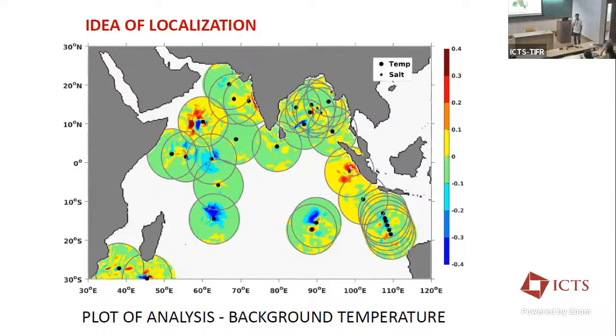Why is this necessary? Because unless you put a localization mask, this observation will affect your model variable here, here, here, everywhere. We do not want that, because what is happening at a distant location does not necessarily affect what is happening here.